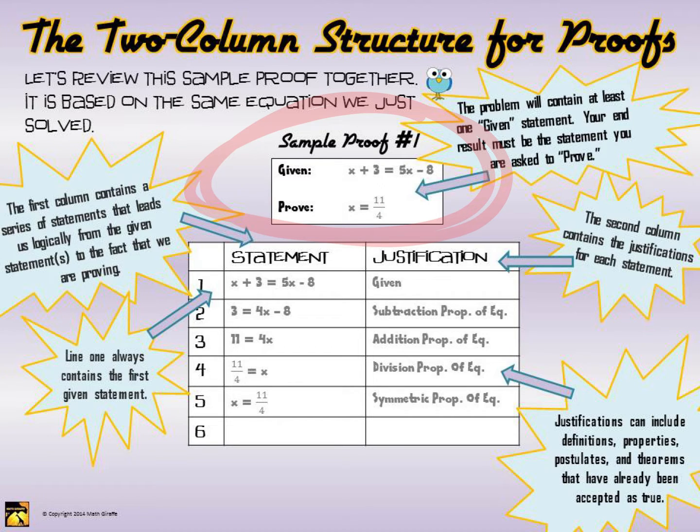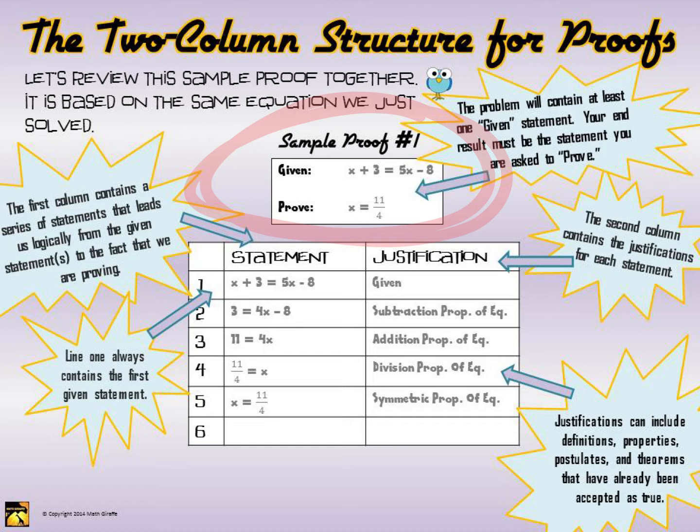So our first column is full of statements. So we always start with our given as our first statement. And then we have to kind of work through here. Our second column has our justifications, or our reasons is usually what I put. And that's what property, or how we know what the next step is, how we got that step. So we're going to practice this with our algebra proofs right now.